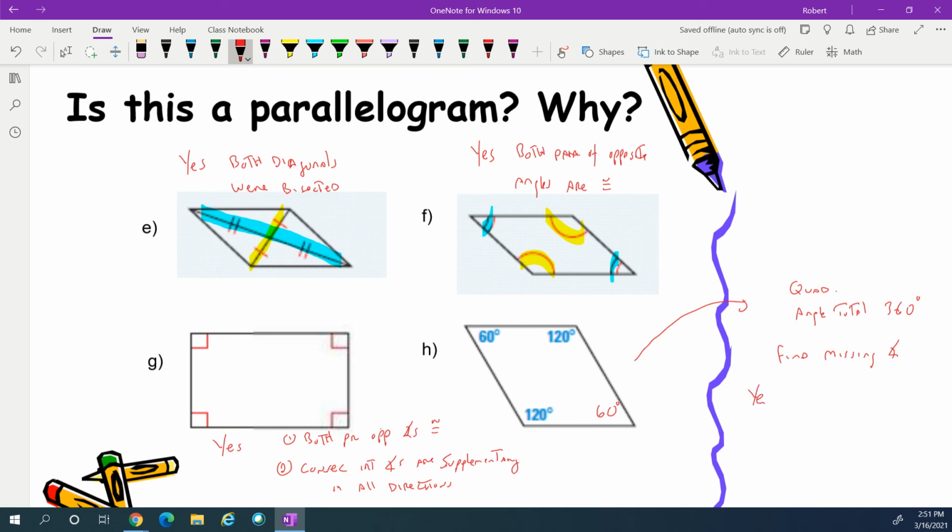So now we can say yes, both pairs of opposite angles are congruent. So sometimes we have to do a little work. We could have a bunch of algebraic expressions that we have to work out. But once we identify the information, we can determine if it is a parallelogram.